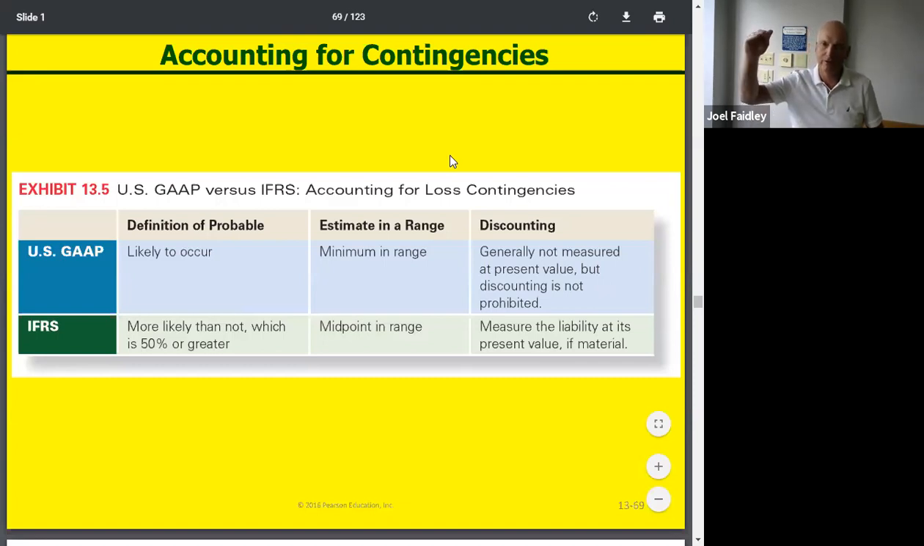That's very important that you know about it. If it's probable and you can estimate it, you've got to make a journal entry and disclose it. If it's reasonably possible, no journal entry, but you disclose it. If it's remote, do nothing. That's very important. You've got to remember that.